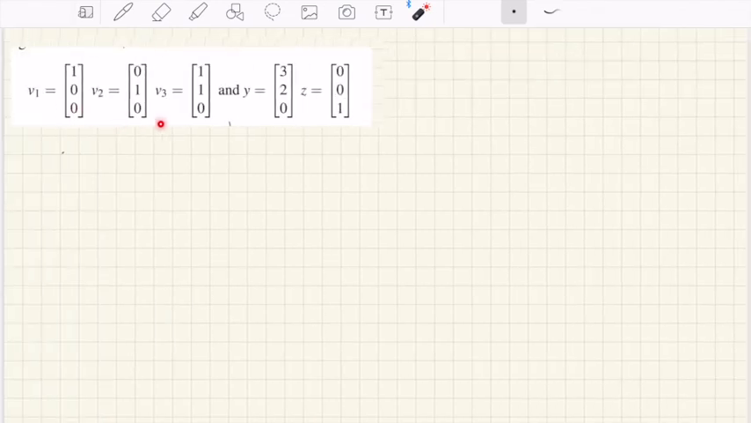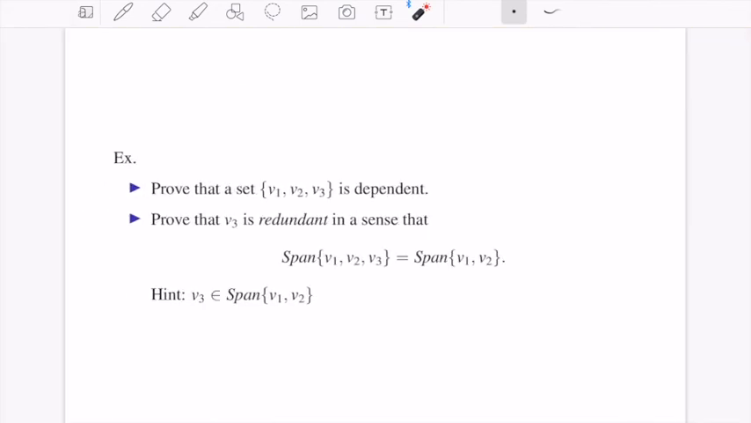Those 3 vectors are given here. We've mentioned earlier, which were considered as a moving skill set for a Spider-Man. Now, we want to prove that v3 is actually redundant in a sense that span of v1, v2, v3 equals span of v1, v2. What does it mean?